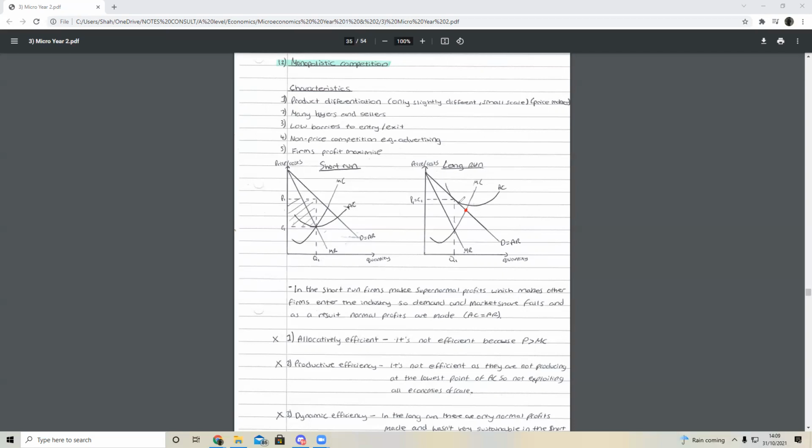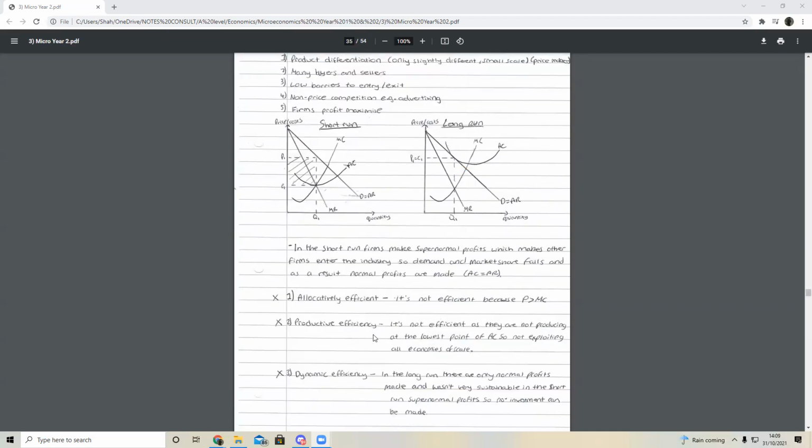So it's not allocatively efficient, meaning people are not fully satisfied. Productive efficiency: it's not efficient as they're not producing at the lowest point of average cost, so they're not exploiting economies of scale. Dynamic inefficiency. What market structure has productive efficiency? I believe it's perfect competition.